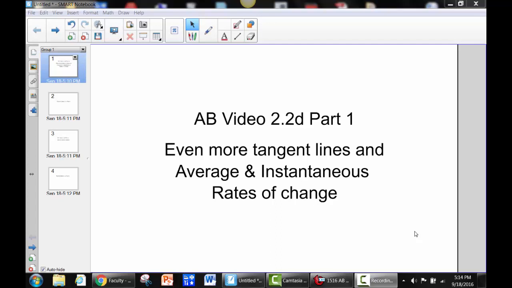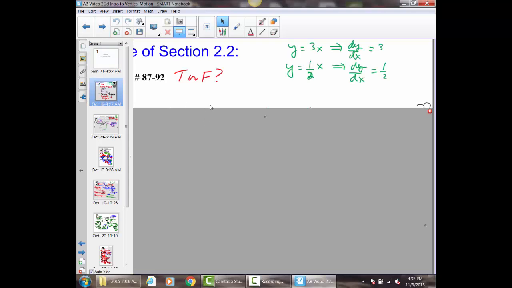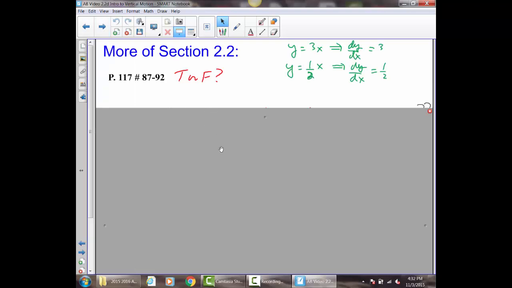Welcome to video 2.2D part 1, even more tangent lines and average and instantaneous rates of change. Derivative. Okay, before we get into that though, I do want to look at numbers 87 through 92 in section 2.2.